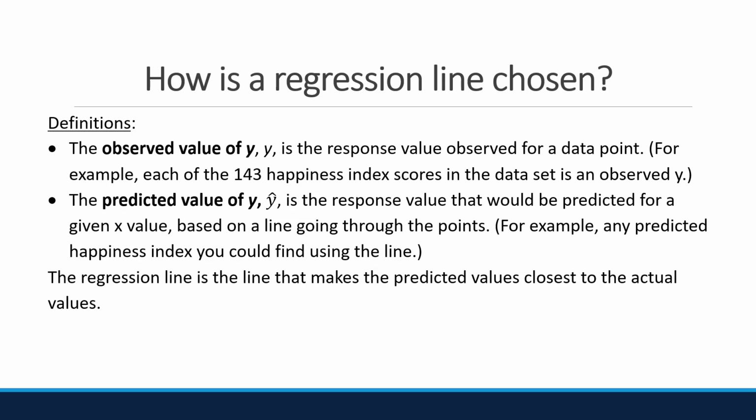To find the slope and the intercept of the regression line, we need a way to compare the data we observed and the line that we summarize the data with. The observed value y is the response value observed for a data point. For example, each of the 143 happiness index scores in the data set is an observed y. The predicted value, y hat, is the response value that would be predicted for a given x value based on a line going through the points. For example, any predicted rating you could find using the line. The regression line is the line that makes the predicted values closest to the actual values.